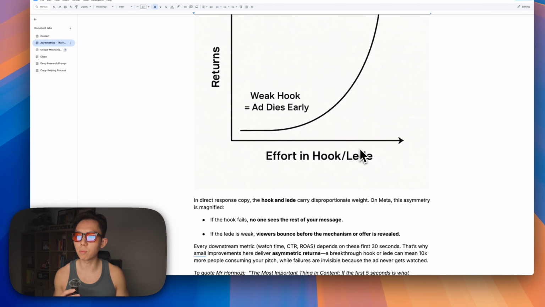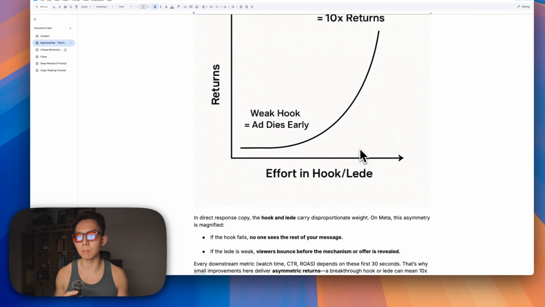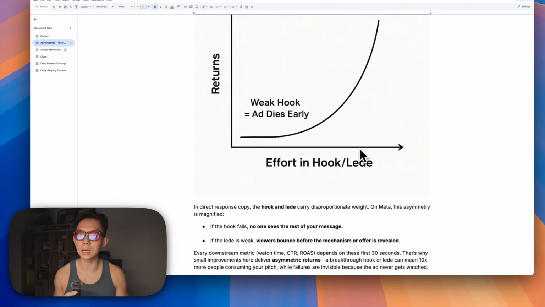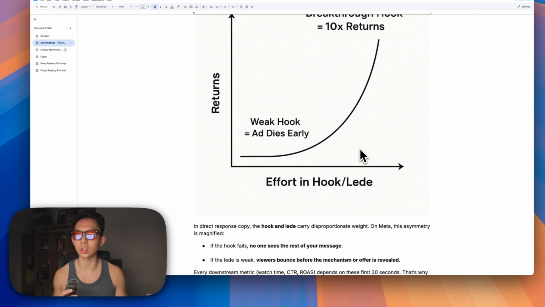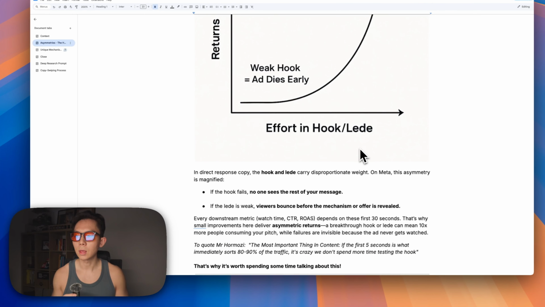That's why small improvements in the hooks will deliver asymmetric returns. A breakthrough hook or lead can mean 10x more people consuming your pitch, while failures are invisible because the ad never gets watched. So you want to get people beyond the 5 to 30 seconds of the video. And to quote Mr. Hormozi, the most important thing in the content is the first 5 seconds, because it sorts 80 to 90% of the traffic, and it's crazy we don't spend more time testing the hook. So when you're writing VSLs, focus most of your attention and energy on testing more hooks.